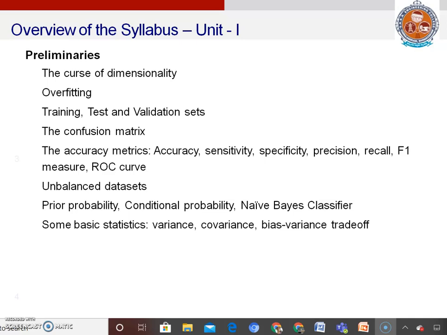We also learn what is meant by unbalanced datasets and how to evaluate models constructed on unbalanced datasets. We also discuss the basics of probability and the naive Bayesian classifier. We learn the basics of statistics like variance, covariance, and the bias-variance trade-off.